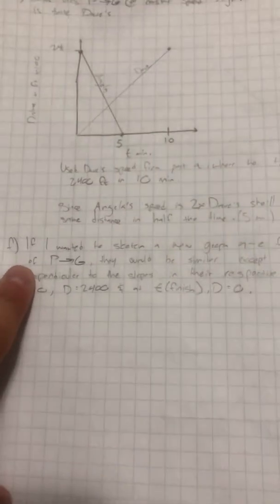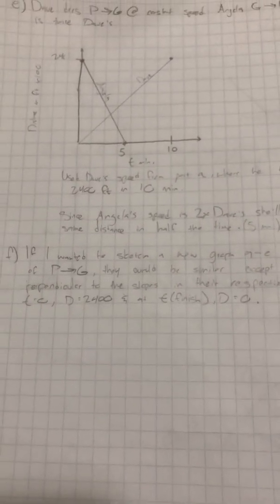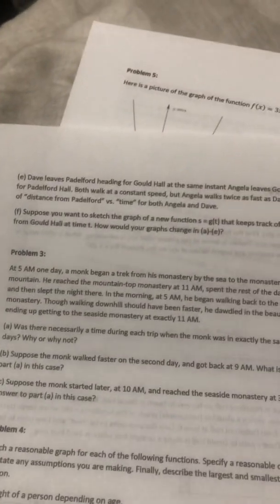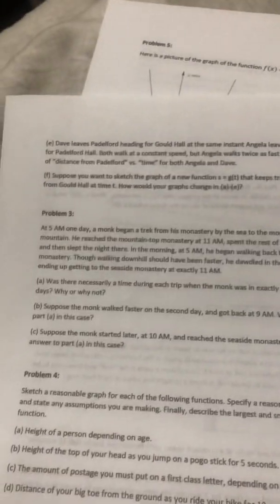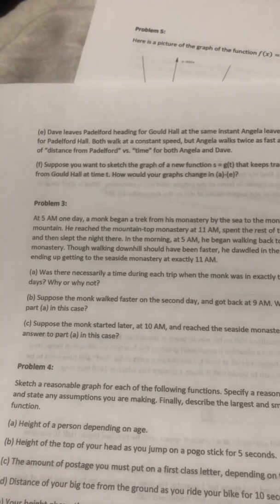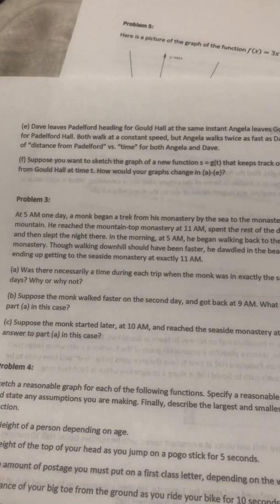Part F asks, suppose you want to sketch the graph of a new function s equals g of t that keeps track of Dave's distance s from Gold Hall at time t. How would your graphs change in A to E?